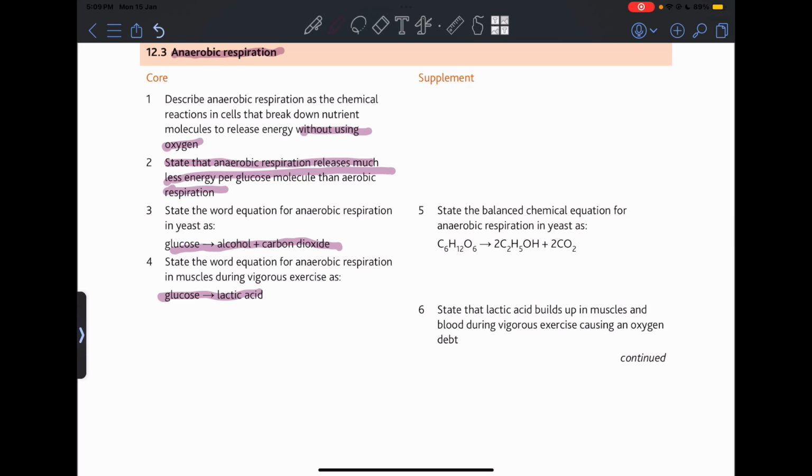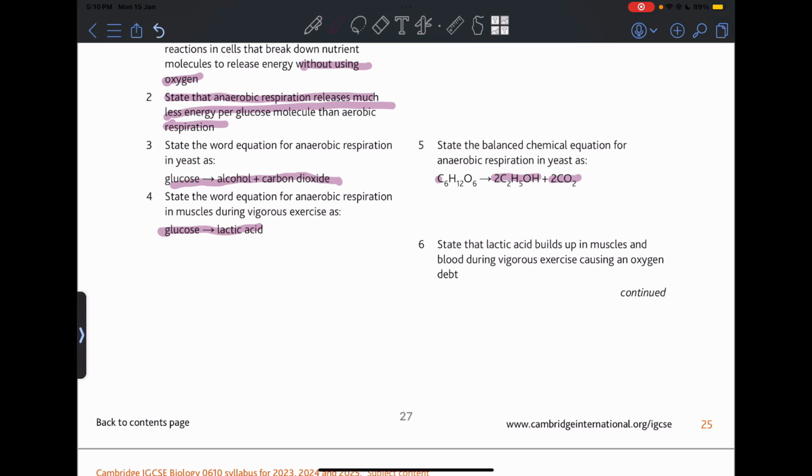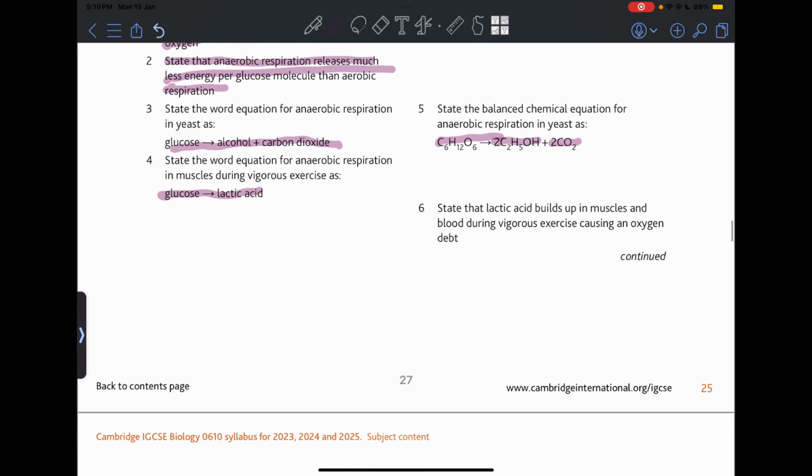Number 5, which is for extended students only, state the balanced chemical equation for anaerobic respiration in yeast as C6H12O6, which will produce 2C2H5OH, which is the chemical formula for alcohol, and 2CO2, which is carbon dioxide. So you have to memorize this as well.